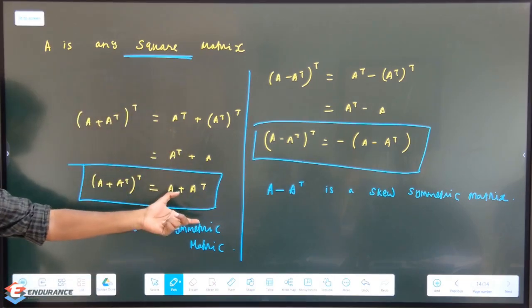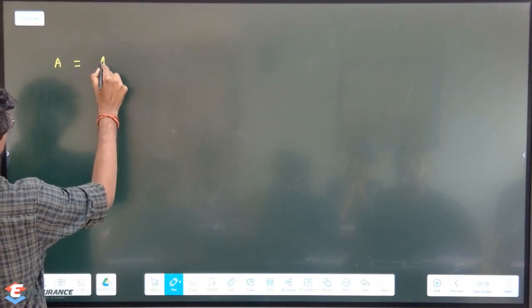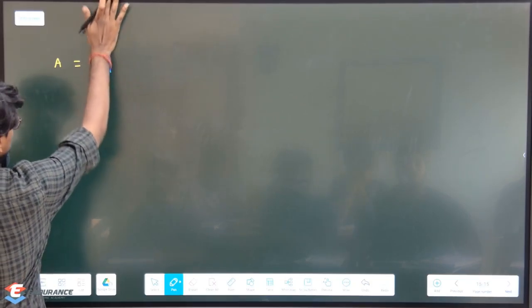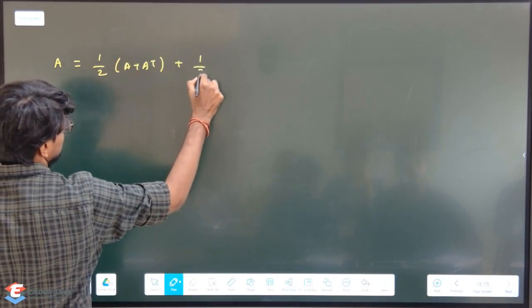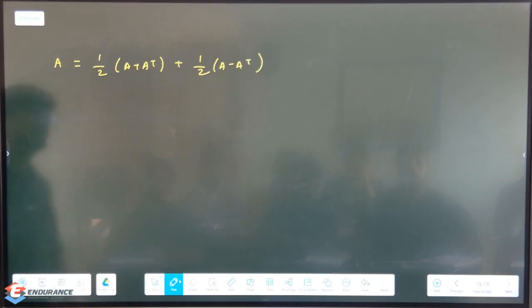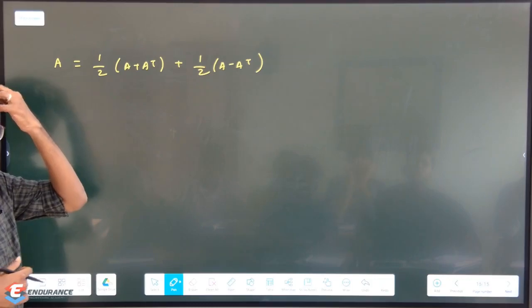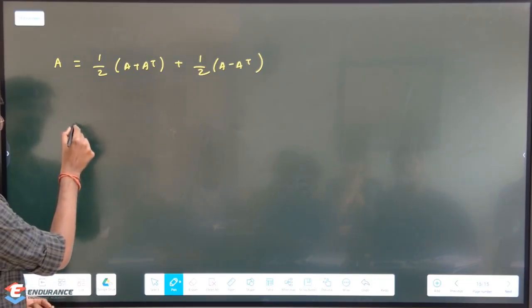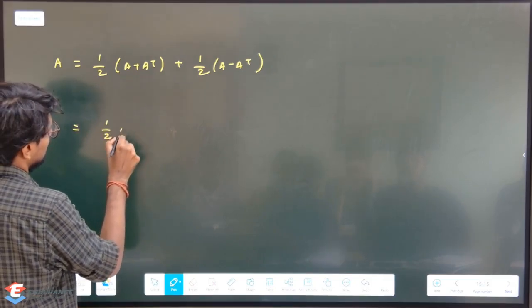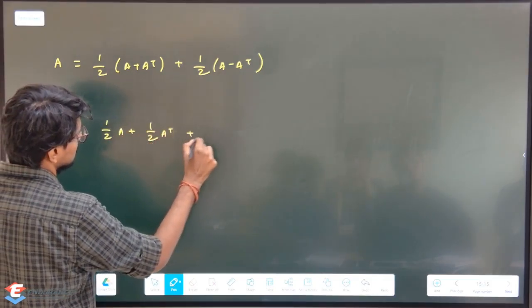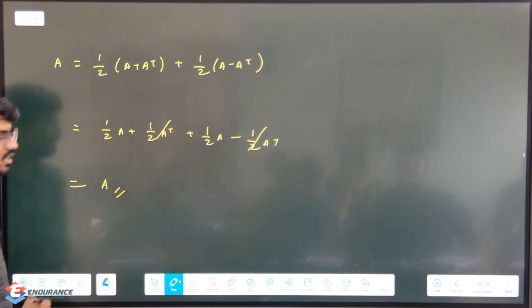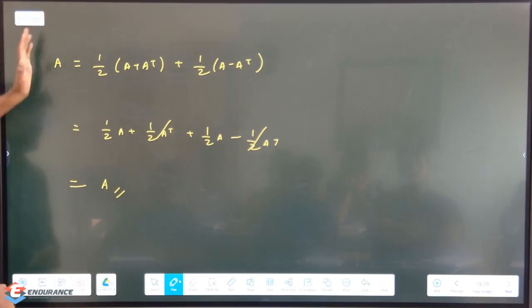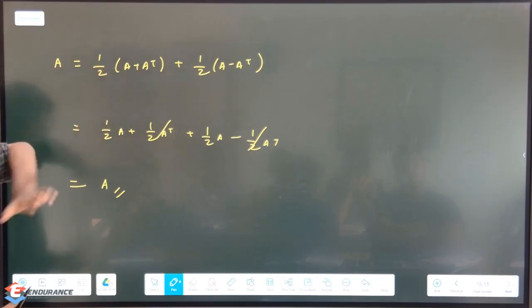But still, this is not a symmetric part. In the matrix, what is the idea of a symmetric part? Let us take a matrix A, which can be written as half of A plus A transpose plus half of A minus A transpose. Can I write my matrix by splitting it like this? Just check. If I take the half inside: half of A plus half of A transpose plus half of A minus half of A transpose. These two will get cancelled. That is simply going to be equal to A. So whatever my square matrix may be, I can write it as half of A plus A transpose plus half of A minus A transpose.